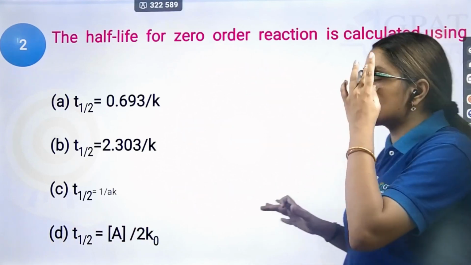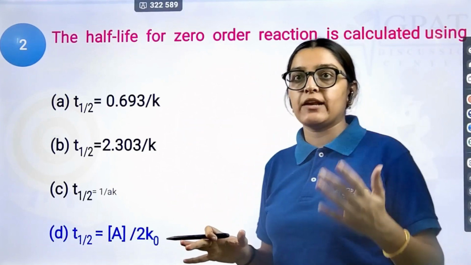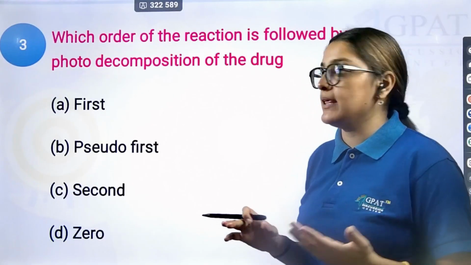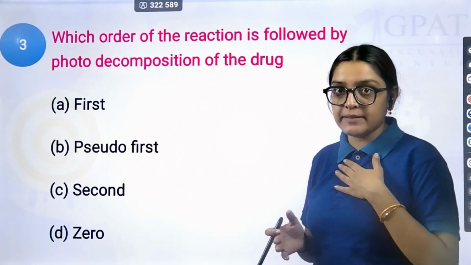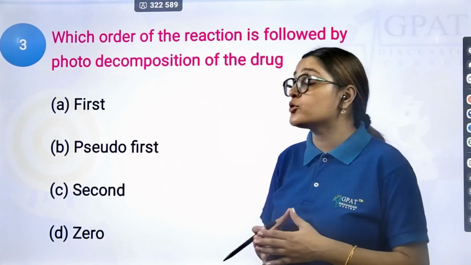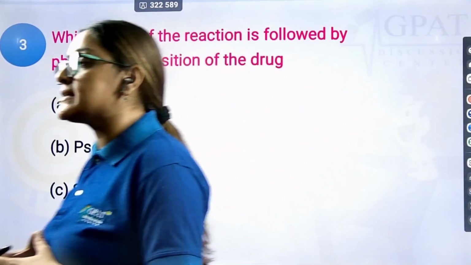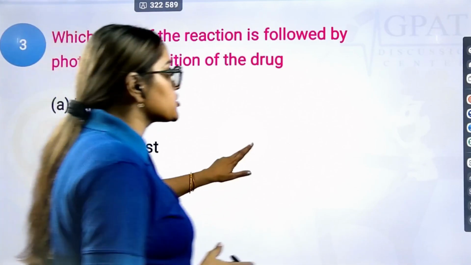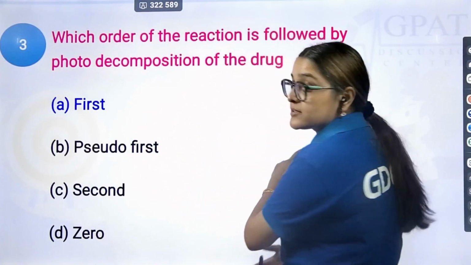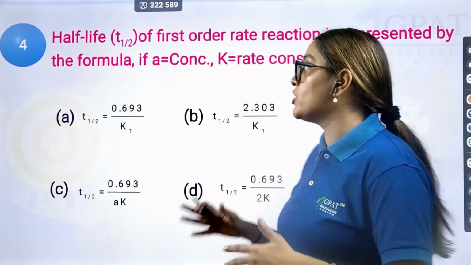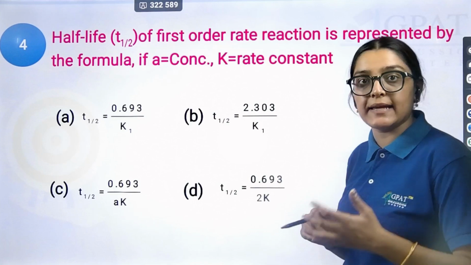Direct questions are asked based on half-life, shelf life, or the expression for the rate equation. Next: which order of reaction is followed by photo decomposition of a drug? These reactions, the photo decomposition, mainly involve the first order reaction. They may also ask you about ADME processes in between, and those also follow first order kinetics. Next question.